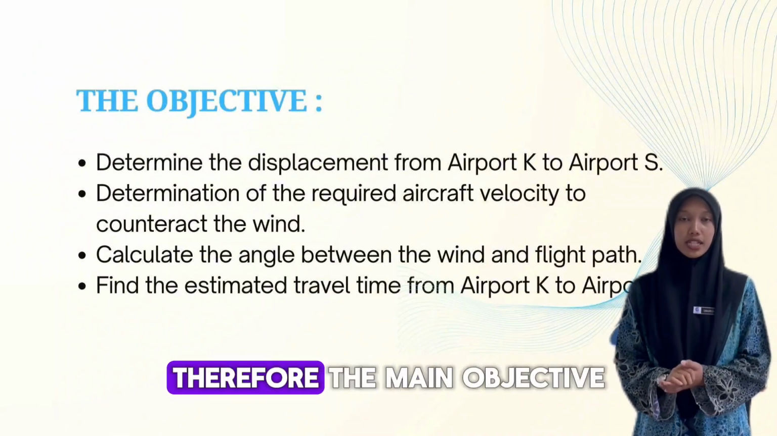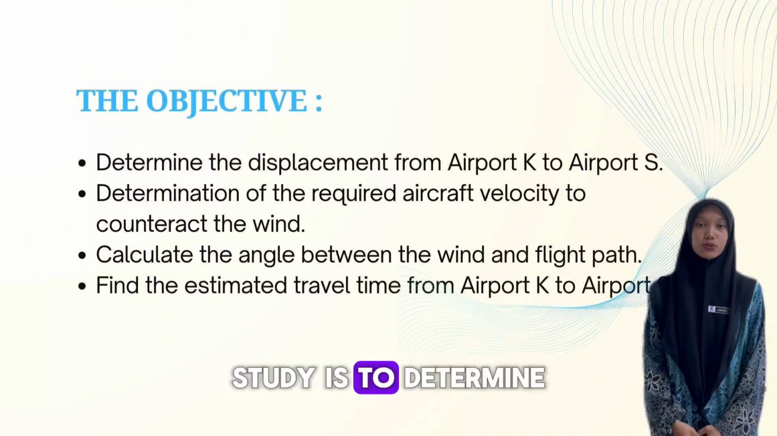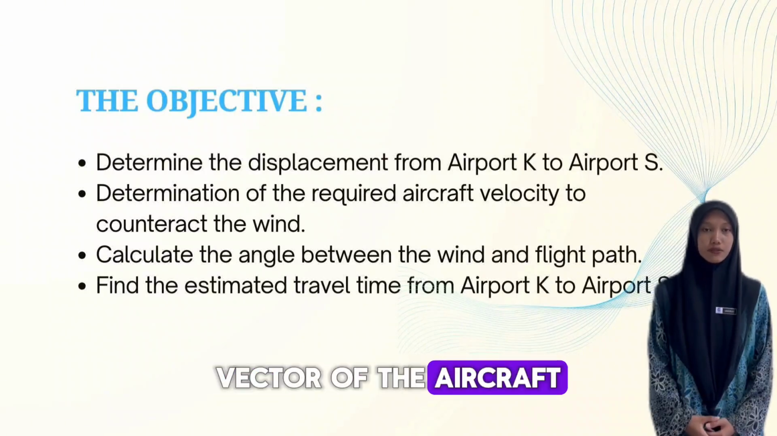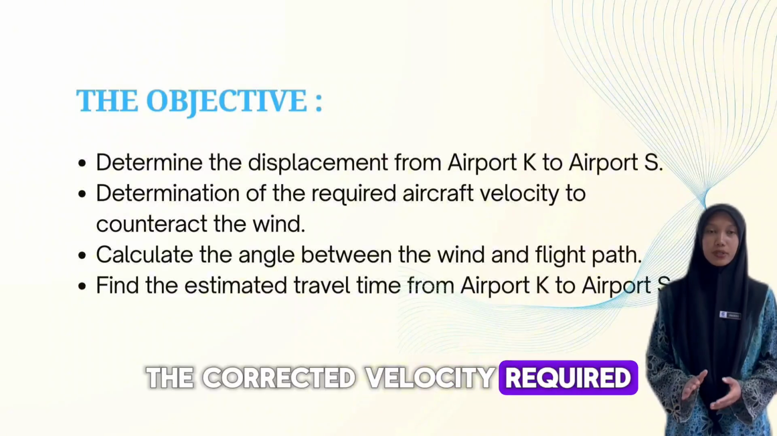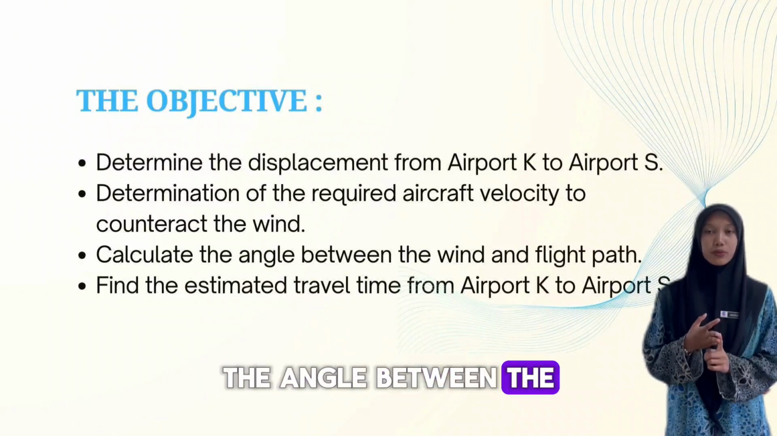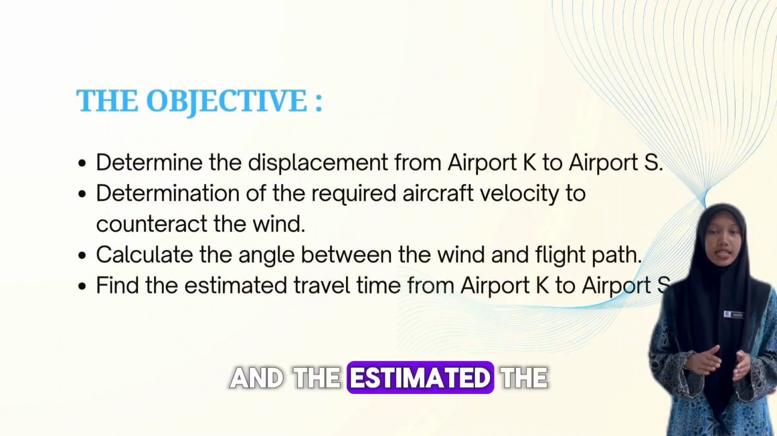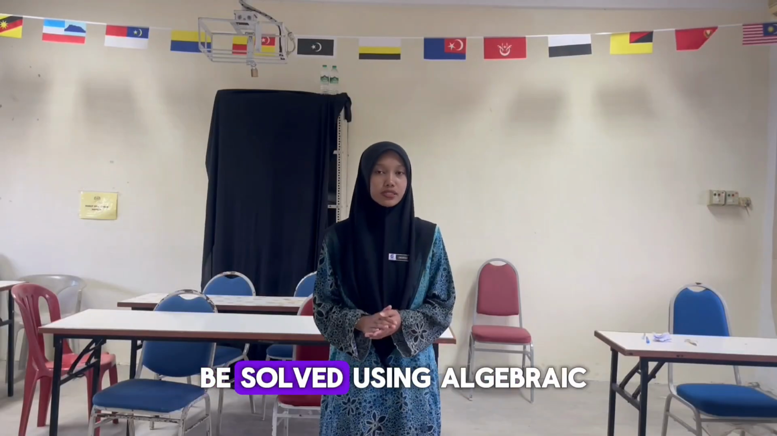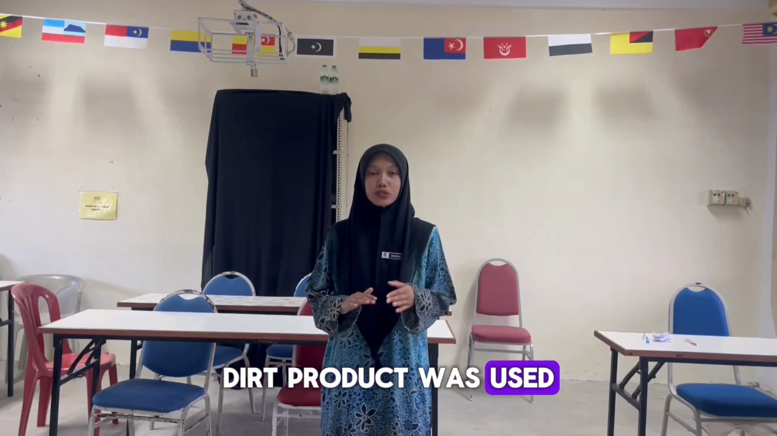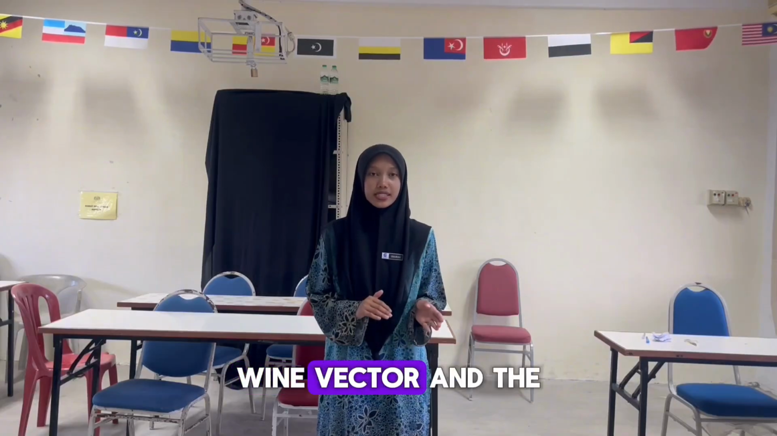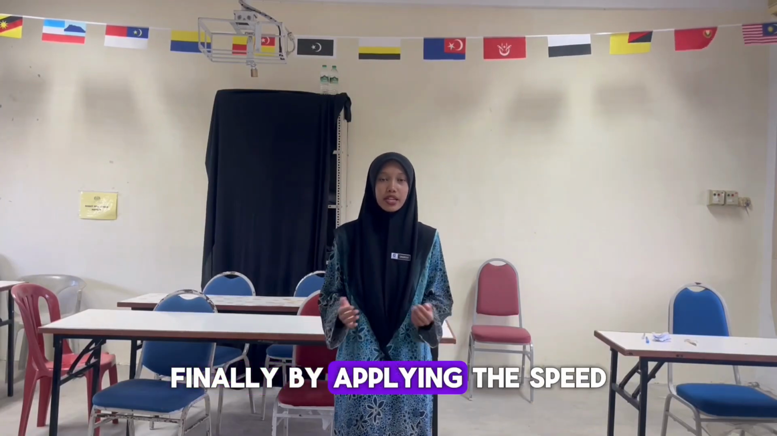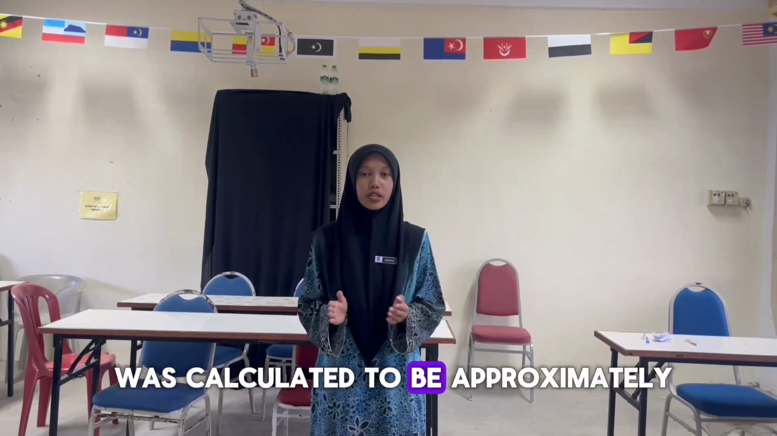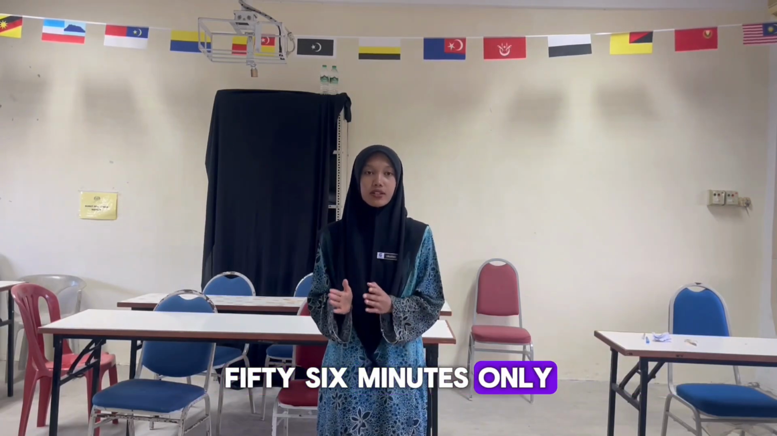Therefore, the main objective of this study is to determine the displacement vector of the aircraft, the corrected velocity required to counter the wind, the angle between the wind and the flight path, and the estimated travel time. All of this will be solved using algebraic vector operations. After that, the dot product was used to calculate the angle between the wind vector and the flight path. Finally, by applying the speed-distance-time relationship, the estimated travel time was calculated to be approximately 56 minutes.